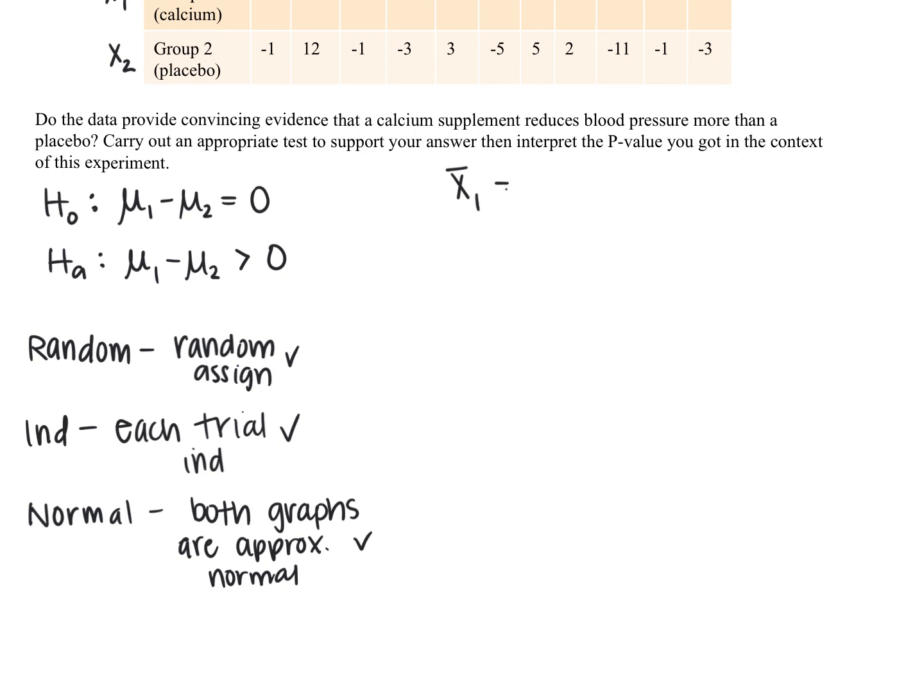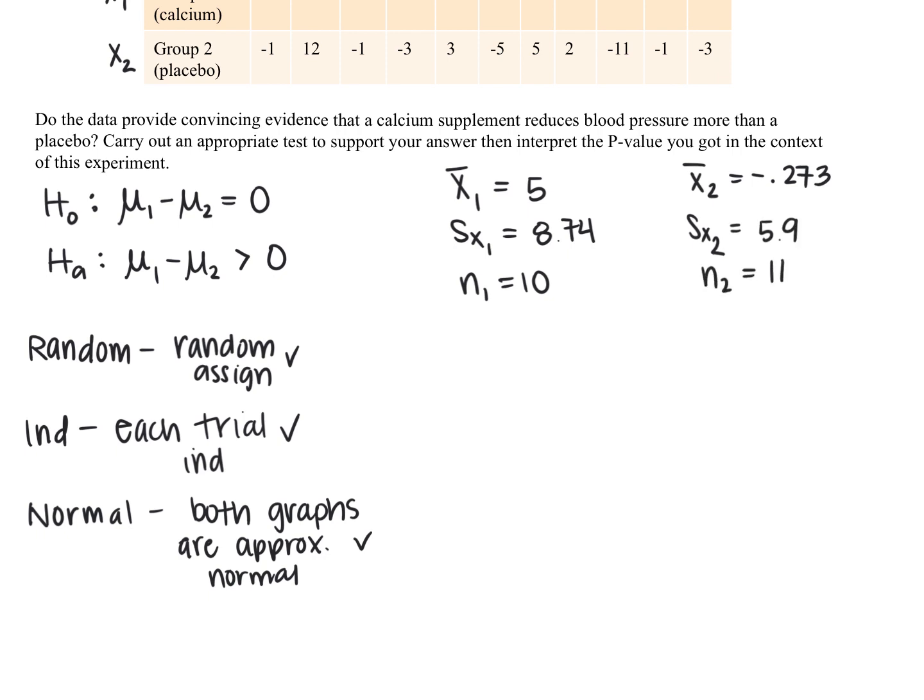So the mean of my first group is 5 with a sample standard deviation of 8.74 and a sample size of 10. When I calculate it for my second group, we have a sample mean of negative 0.273 with a sample standard deviation of 5.9, and our sample size is 11. Very similarly to our previous example, the only value here that is exact is our x1 mean. All the other ones are rounded.